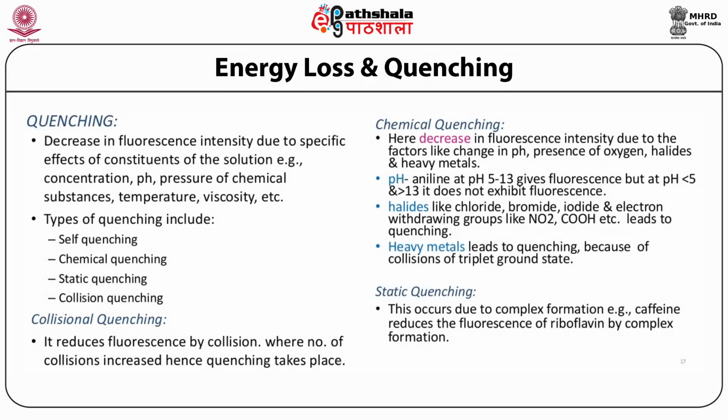We discuss quenching. Quenching is a decrease in fluorescence intensity due to a specific effect of the constituents of the solution, for example concentration, pH, pressure, and chemical substances. There are different types of quenching: self-quenching, chemical quenching, static quenching, collisional quenching, and the chemicals which affect it, that is the pH, heavy metals, halides, etc.